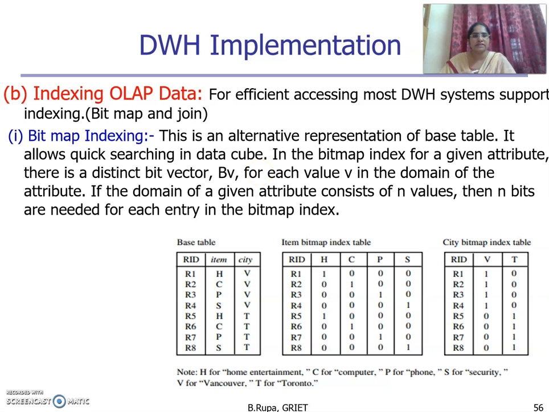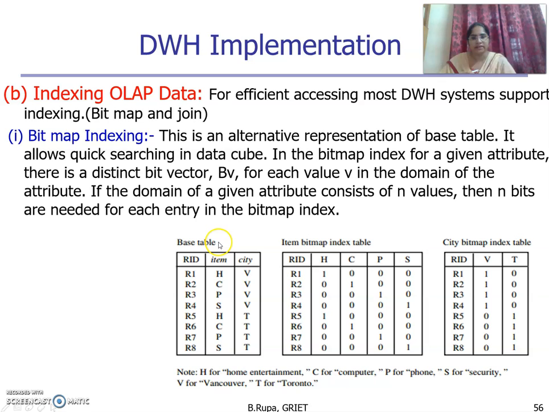In bitmap indexing, for a given attribute, a distinct bitmap vector has to be available. BV is a bitmap vector and V is the domain of the attribute here. If the domain of a given attribute consists of n values, then n bits are needed for each entry in the bitmap index. We will see an example here.